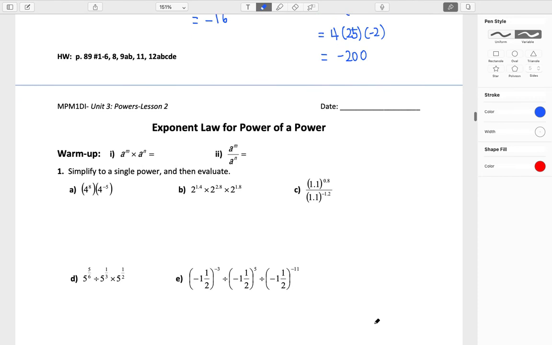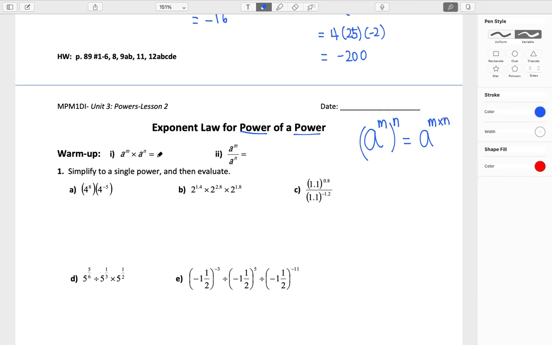With lesson number 2, we are going to look at power of power. So power of power means that they're right beside each other. So for example, let's say we have a to the m, to the n. We have a power of power. So when you have an exponent to an exponent, what you do this time, you're actually going to multiply m times n.